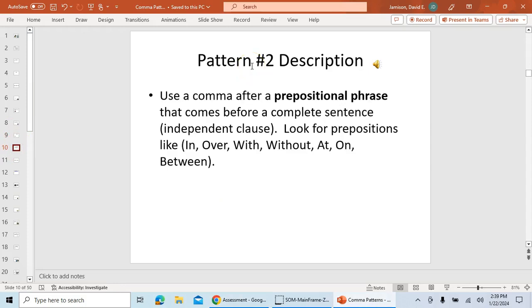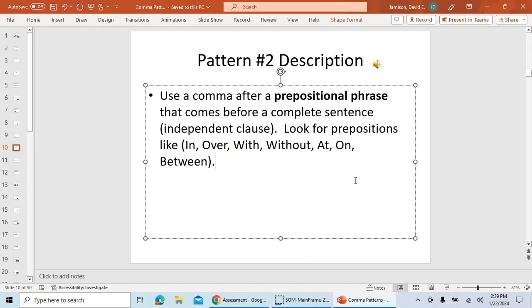Pattern 2, use a comma after a prepositional phrase that comes before a complete sentence or independent clause. Look for words like in, over, with, without, at, on, between. Prepositional phrases are phrases that explain when or where something happened. They explain the position, which is why the word position is in there, sort of.